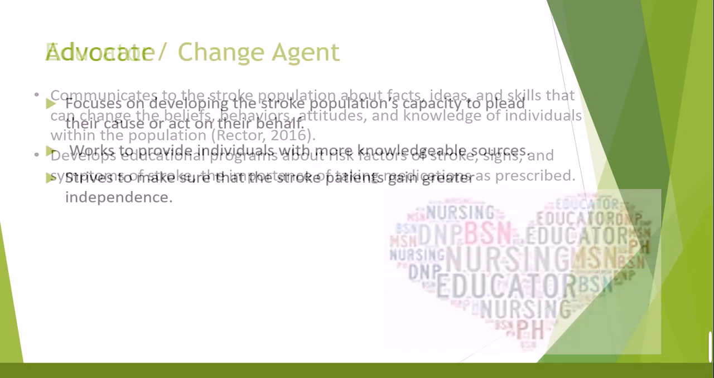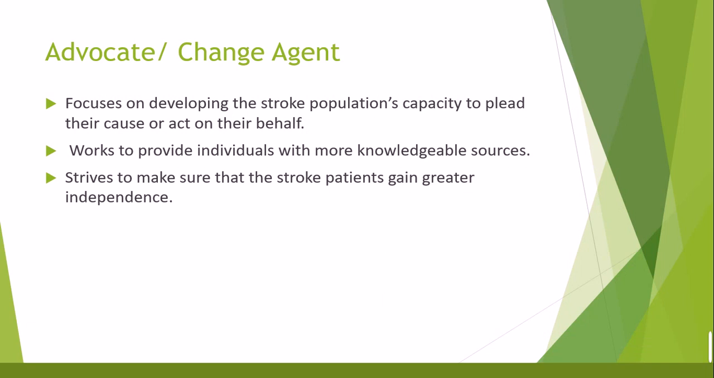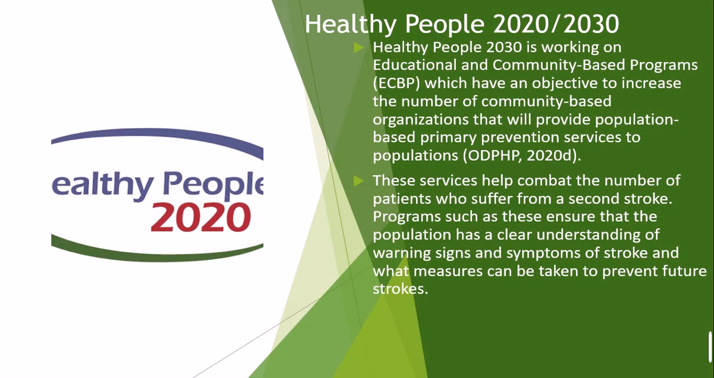Advocates focus on developing the stroke population capacities to plead their cause or act on their behalf. Advocates strive to make sure that the stroke patients gain greater independence. Healthy People 2030 is working on educational and community-based programs, which has an objective to increase the number of community-based organizations that will provide population-based primary prevention services to populations. These services will help combat the number of patients who suffer from second stroke.